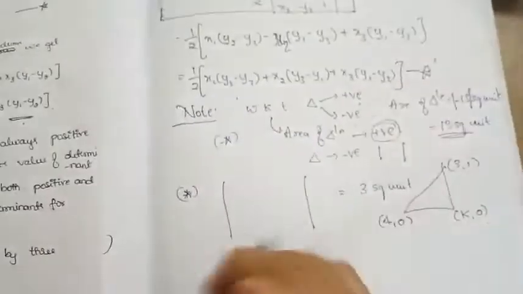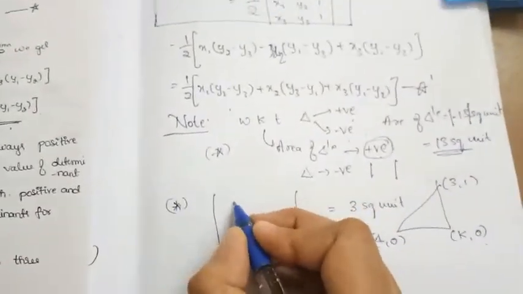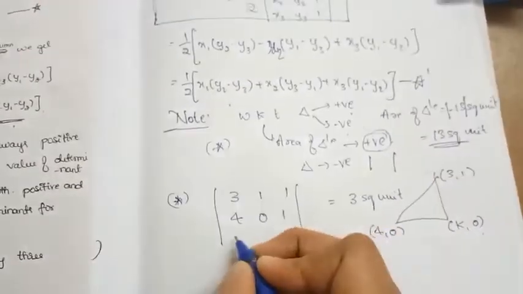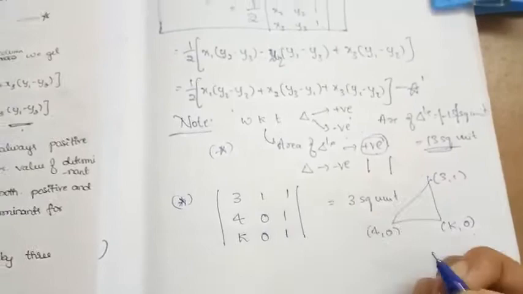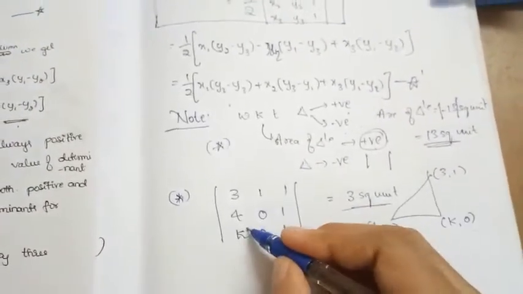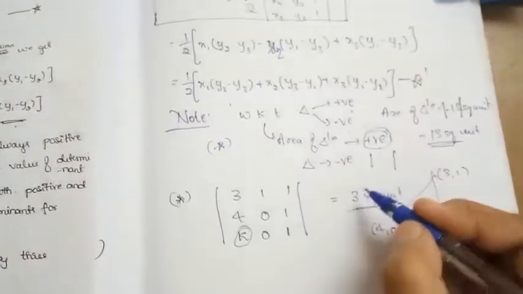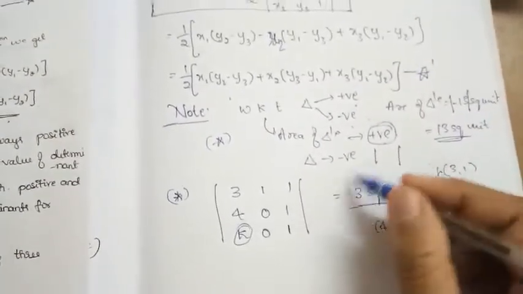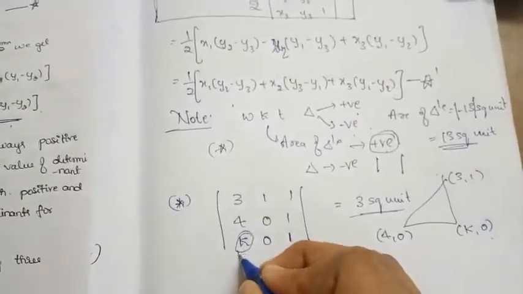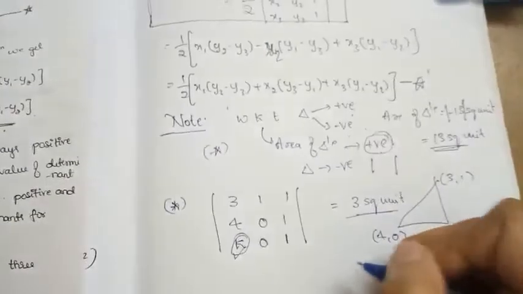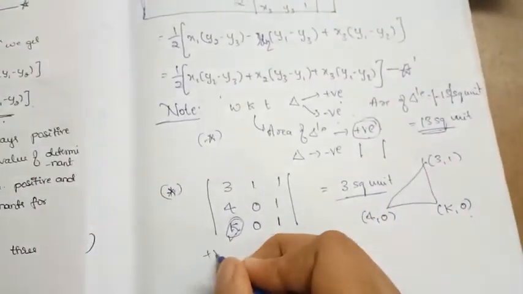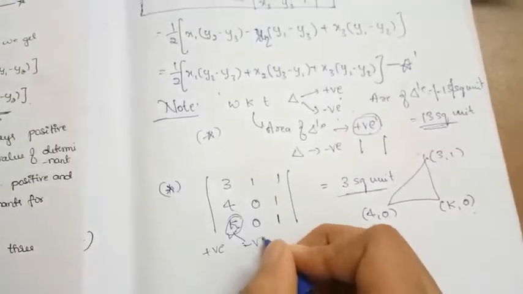If they have given the points like this, then how am I going to write 3, 1, 1, 4, 0, 1, k, 0, 1? So we know that the area is given, and we need to find the value of k. Here the area of the triangle is given as 3 square units. When we need to find the value of k and the area is already given, k might be positive, it might be negative also.